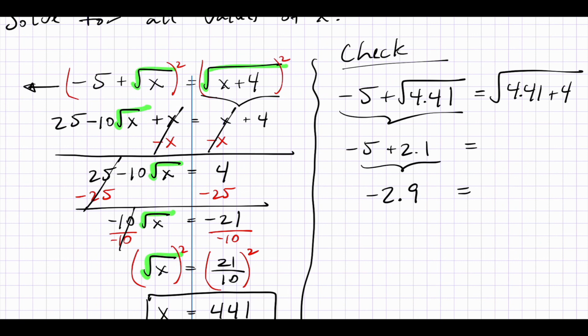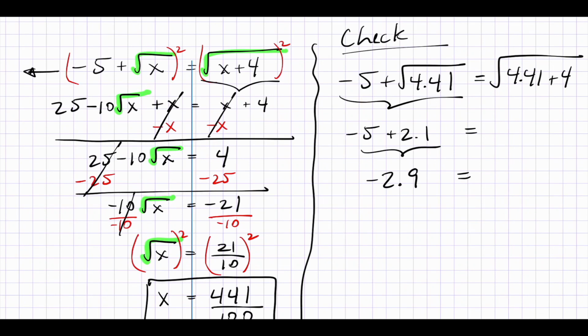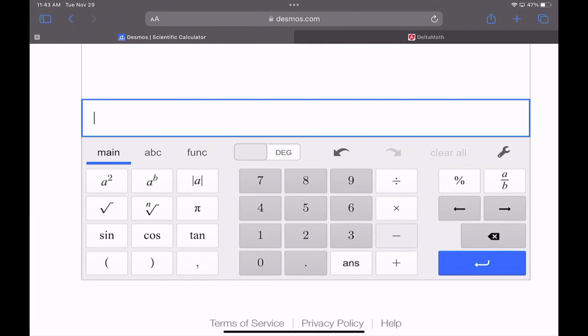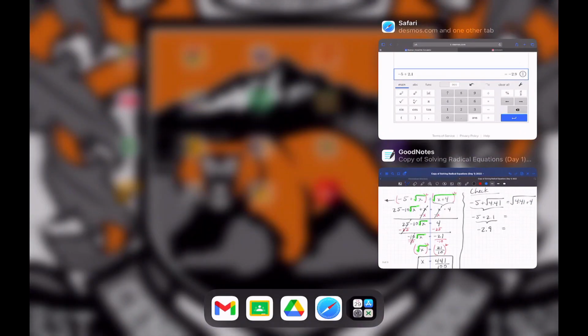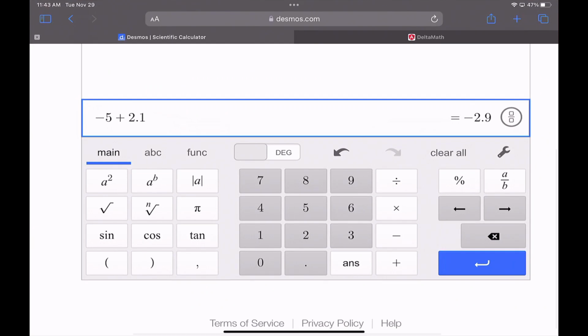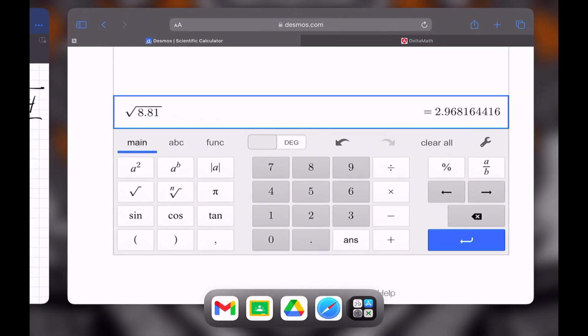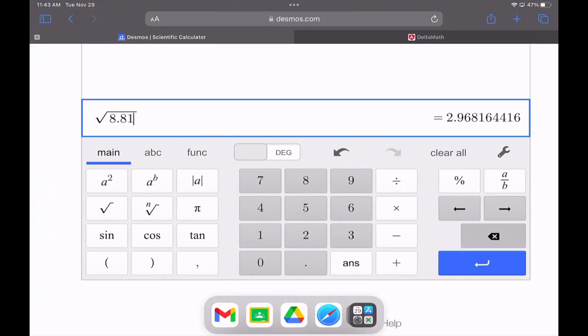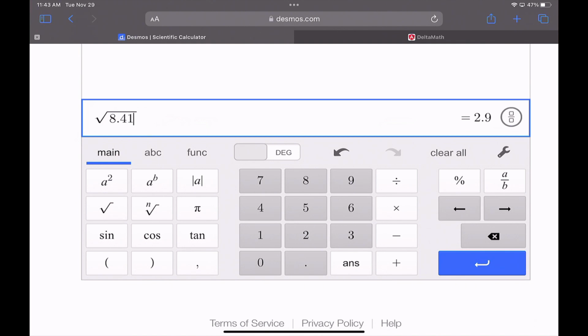Is that right? Negative 5 plus 2.1. Yeah, negative 2.9. The other side, I have to add. When I add, I get 8.81. When I take the square root of 8.81, I get 2.968. 8.41, sorry. That looks better. 2.9.